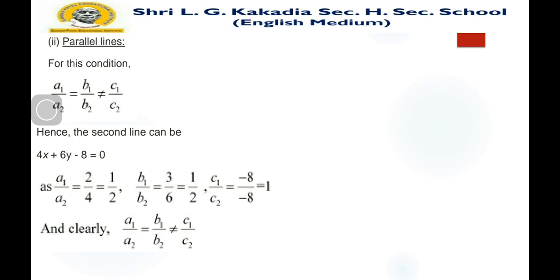So the second line can be 4x plus 6y minus 8 is equal to 0. As a1 by a2 is equal to 2 by 4, which is 1 by 2, and b1 by b2 is 3 by 6, that is 1 by 2, means a1 by a2 is equal to b1 by b2, but c1 by c2 is not equal to 1 by 2, and clearly this satisfies the condition. So this equation gives parallel lines.